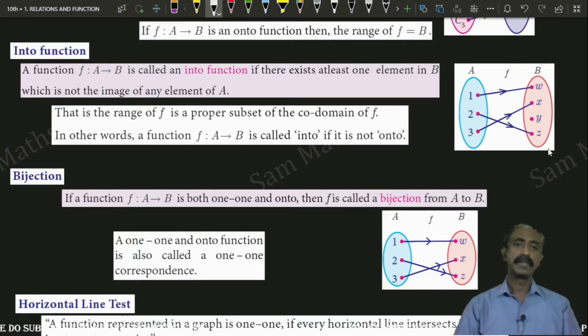Bijection. If a function f from A to B is both one-one and onto, then f is called a bijection function. Bi means two. It should satisfy both the definitions, one-one function and onto function. If both are true in a function, then it's known as bijection. A one-one and onto function is also called a one-one correspondence. One-one correspondence means don't think it's a one-one function, it's a one-one and onto function or bijection function.